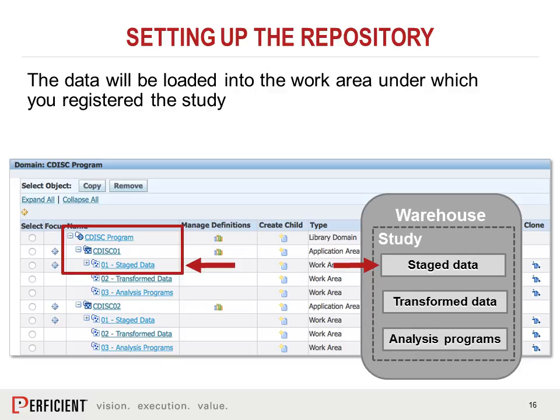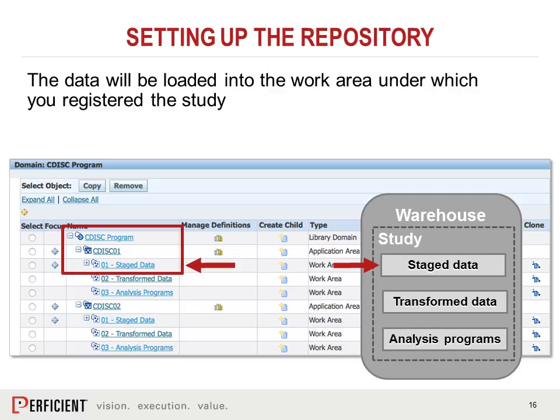In this particular example with the Life Sciences Data Hub, I have the domain that I identified when I registered my study. I have the application area, CDisco1, that I used when I registered my study. And I have a work area for staged data that I used when I registered my study. That definition means that when the utility loads data into that staged data warehouse, it's going to load it into the right place. So make sure your repository is set up first.